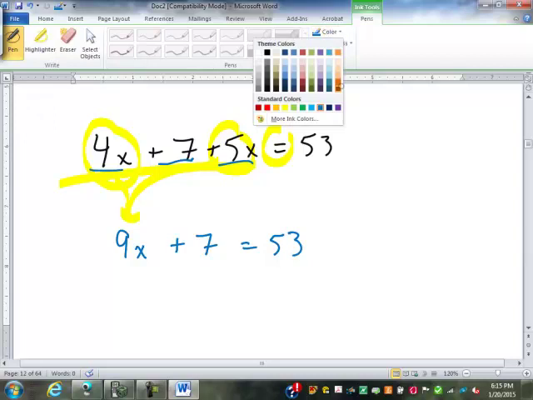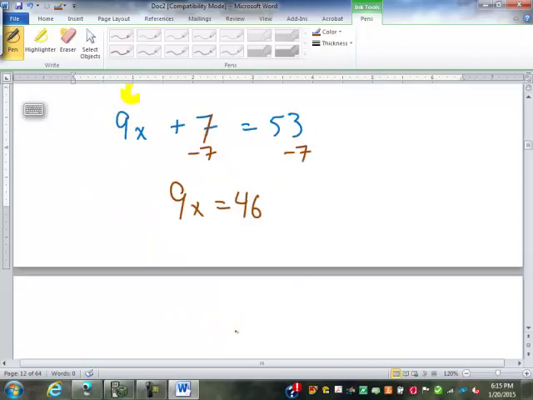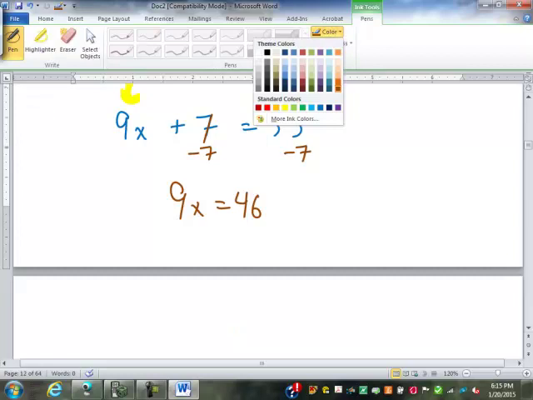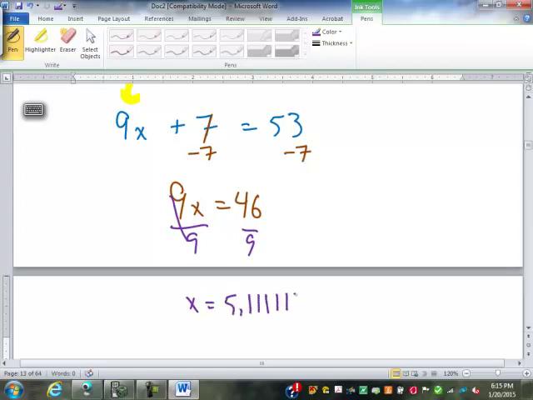Now what do I do? Subtract 7. 9x equals 46, and then divide by 9. X equals 5.111111, or 5 1/9 if you prefer fractions. Any questions?